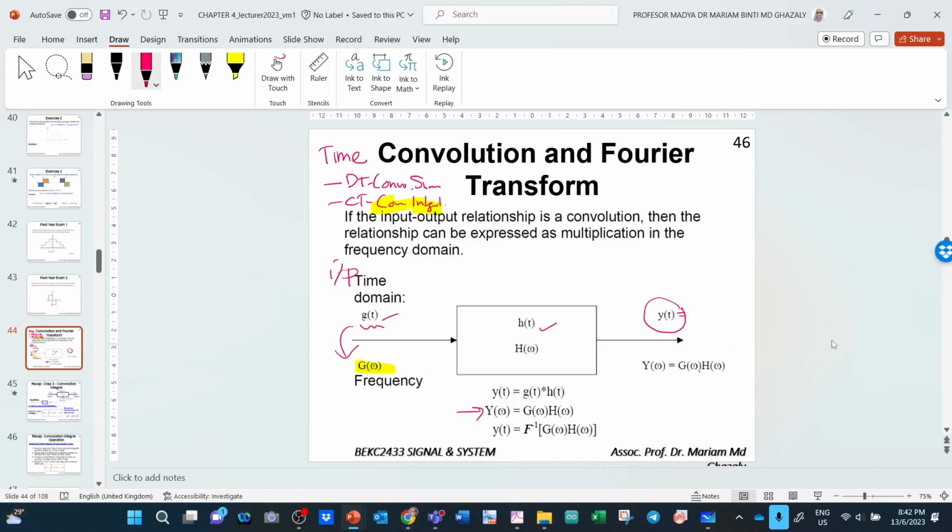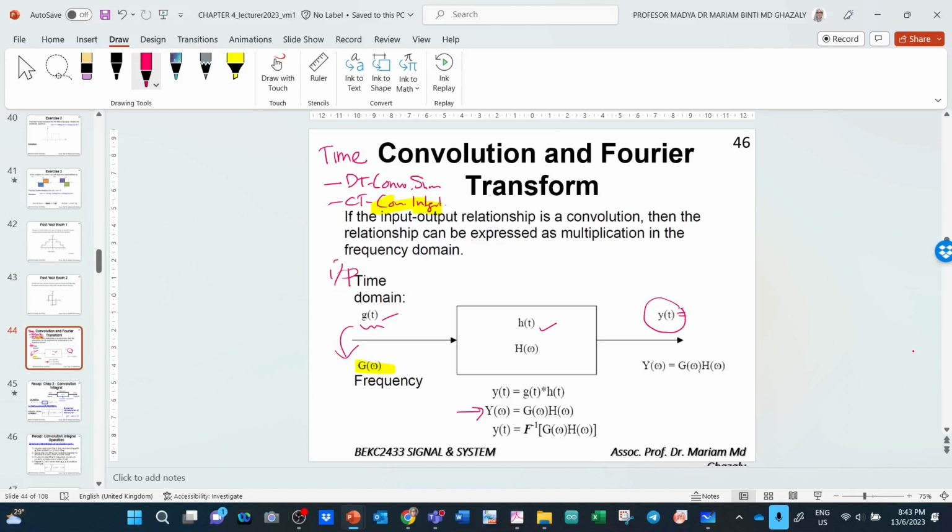Tak nampak? Ada tak? Saya dah share. Saya tengah share slide. Ada tak? Nampak slide tak? Slide ke Padlet? Siapa yang nampak slide, boleh tak bersuara sikit? Nampak slide. Okay. Alright. Slide okay.